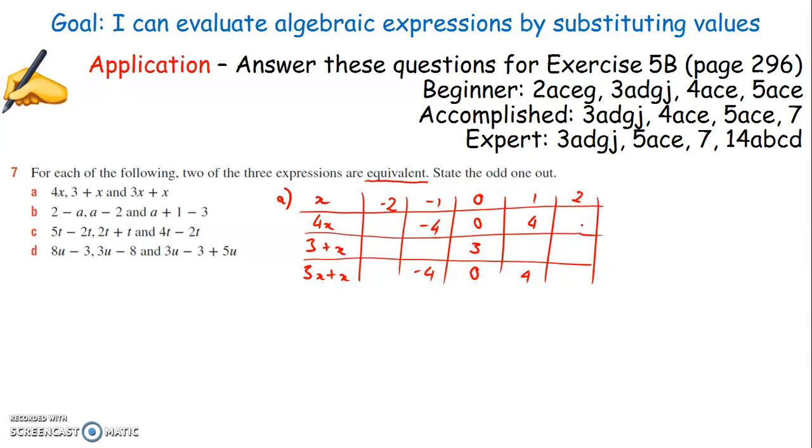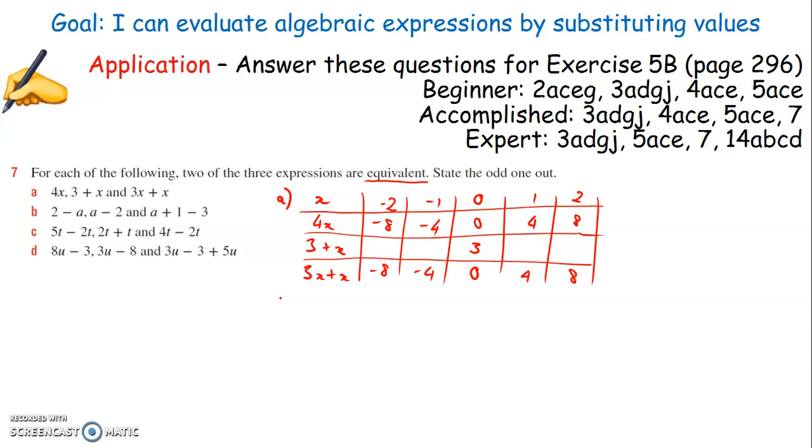And 4 times 2 is 8. 3 times 2 is 6, plus 2 is 8. And for -2, 4 times -2 is -8. 3 times -2 is -6, plus -2, that is also -8. So we can see here the first and the third expressions, they are equivalent to each other.